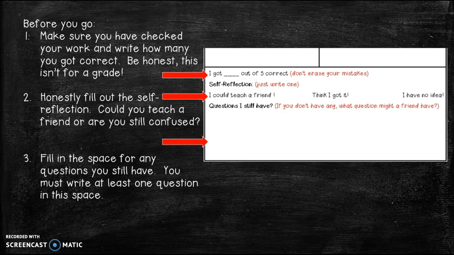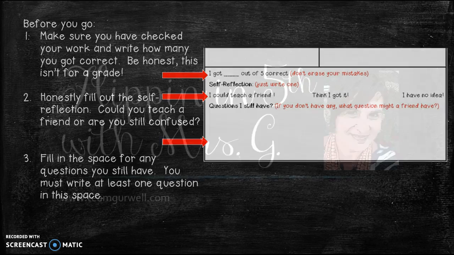Before you go, make sure you've checked your work and you write how many you got correct. Remember, be honest, this isn't for a grade. Then I want you to honestly fill out your self-reflection. Could you teach a friend, or are you still a bit confused? This is on both ways to estimate, using rounding and using compatible numbers. Do you still have questions about maybe just using compatible numbers or maybe rounding? Write them under questions I still have so we could go over those in class tomorrow.